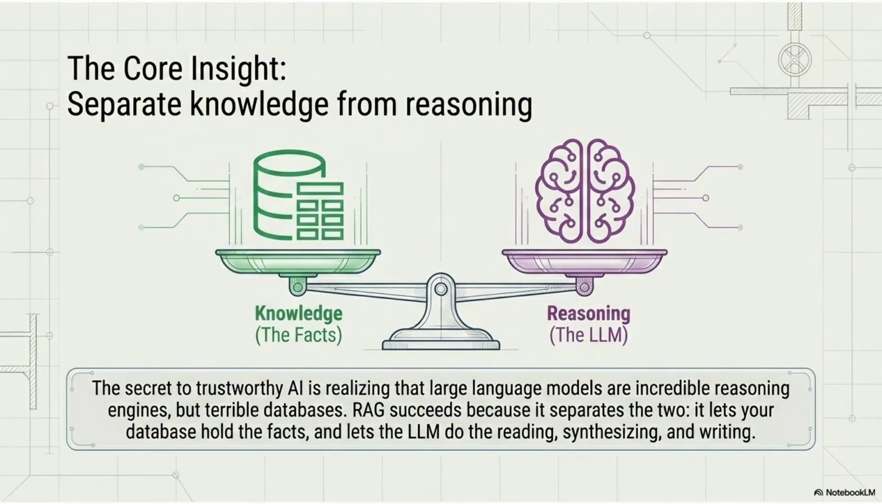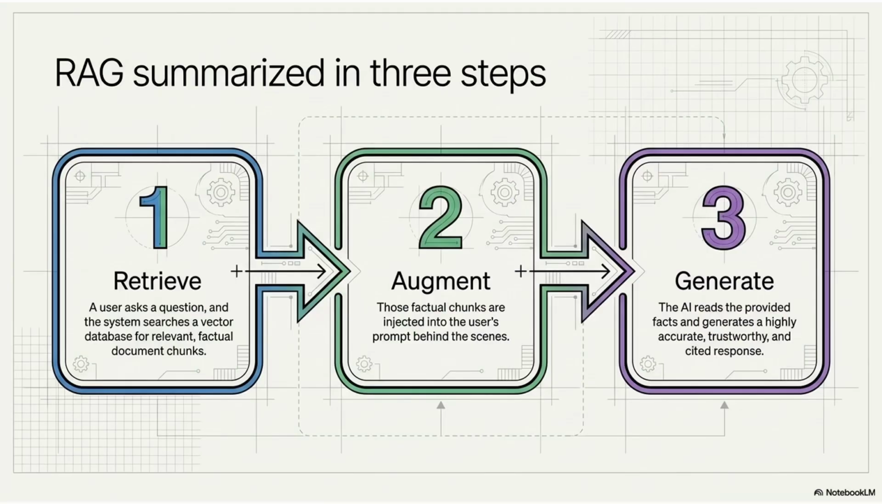Let's lock this in with three simple steps. Retrieve. The system searches a vector database for relevant chunks. Augment. Those chunks get bundled together with the user's question. And generate. The AI reads the provided facts and generates a highly accurate, citation-backed response. Retrieve, augment, generate. That's RAG.